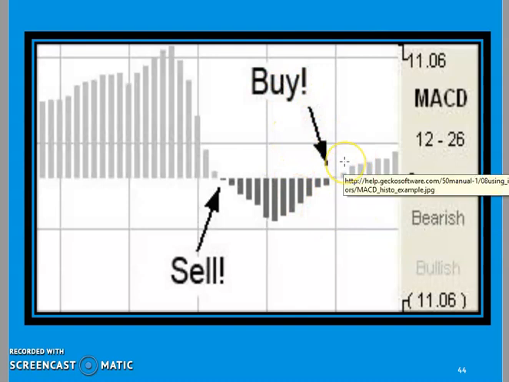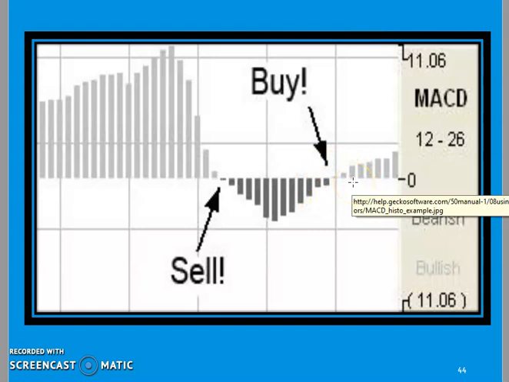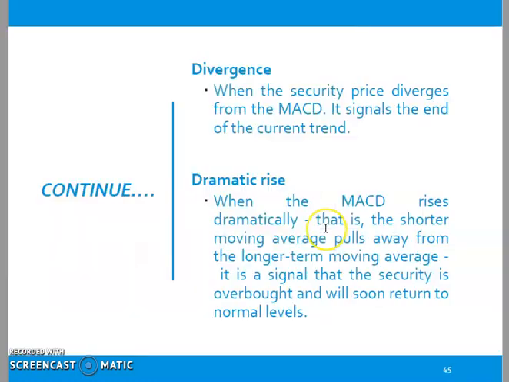Okay, first we want to see a buying signal. A buy signal appears when you see the histogram from below zero and then it crosses and turns up to the positive area. So this indicates a buying signal. And the other way around, when you see the histogram from a positive position and then turn down below the zero line, it indicates a selling signal.